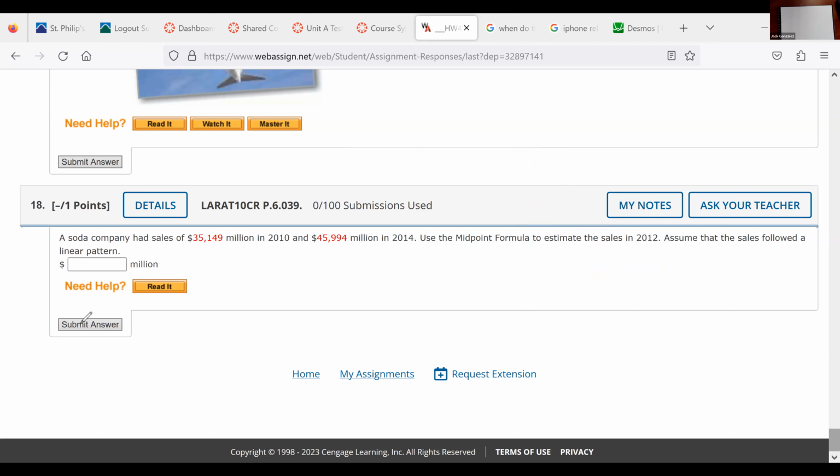So they want us to use the midpoint formula. We haven't talked about that, but if you read the book or saw the notes and videos, then you should know what that is. Midpoint. Pretty obvious.